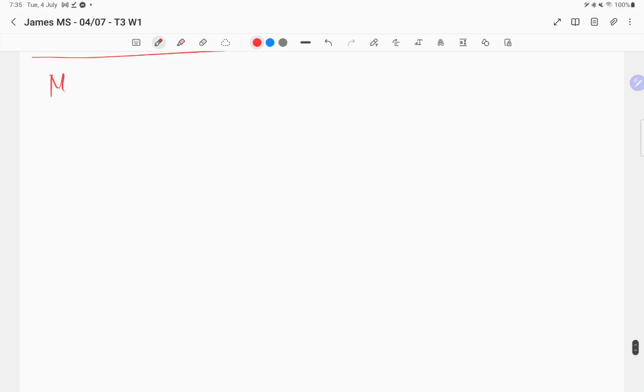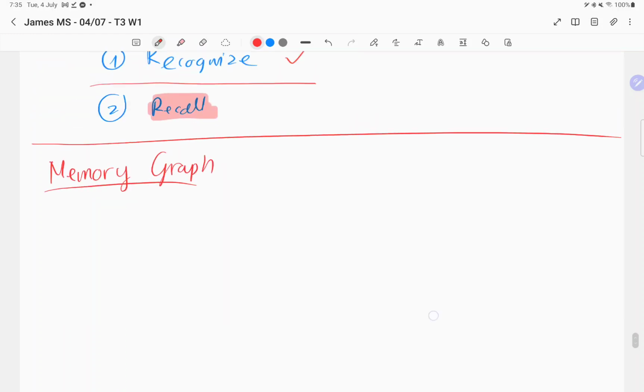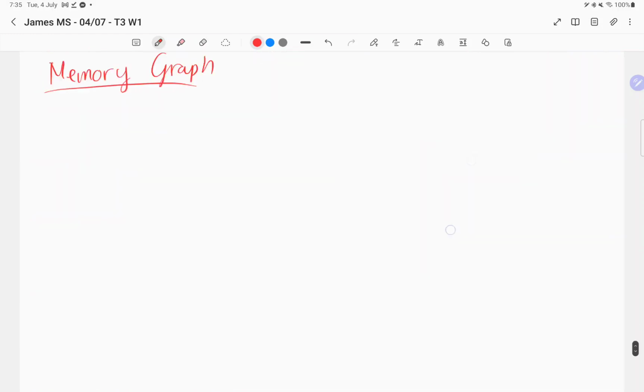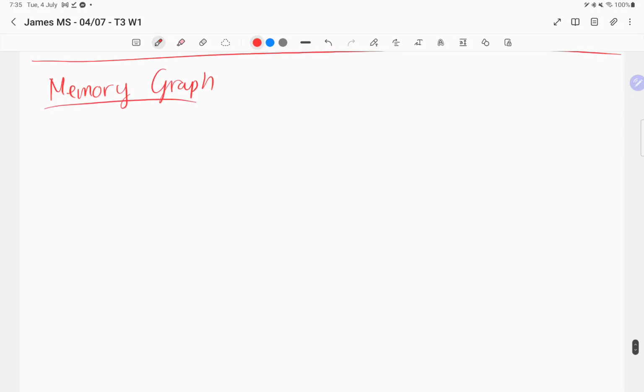So this is what I call the memory graph, or some people call it the forgetting graph, but I call it the memory graph. So first, recognition and recall, and second is the memory graph. Okay.